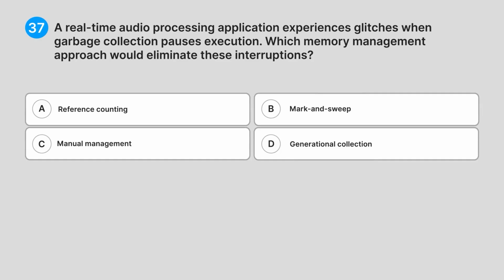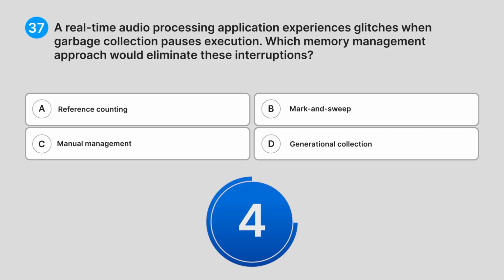37. A real-time audio processing application experiences glitches when garbage collection pauses execution. Which memory management approach would eliminate these interruptions? A. Reference counting. B. Mark and sweep. C. Manual management. D. Generational collection. Can you guess the answer?